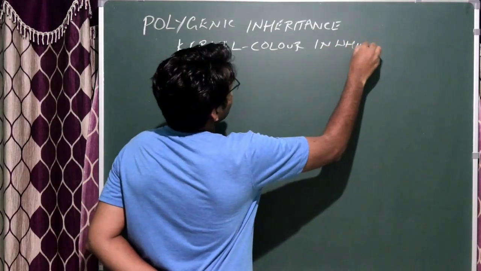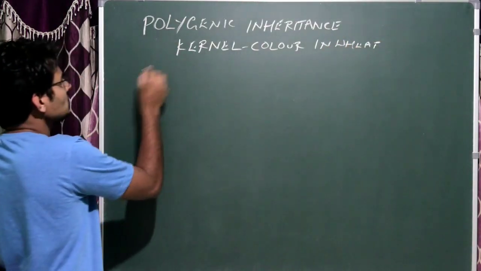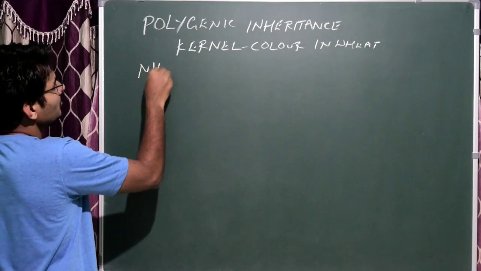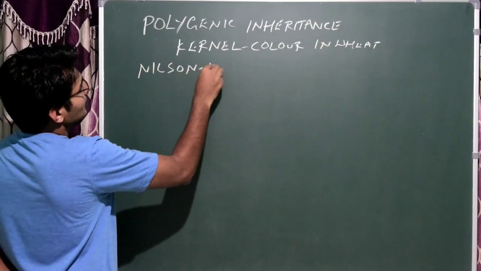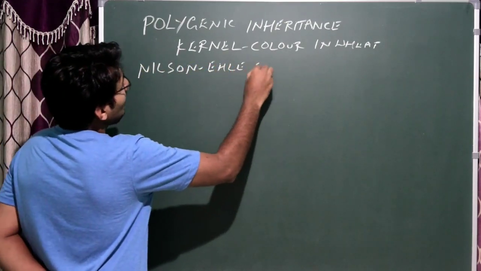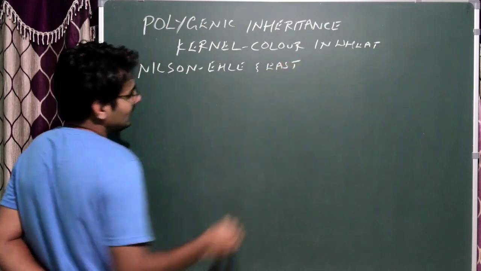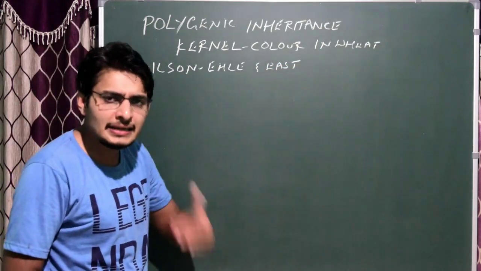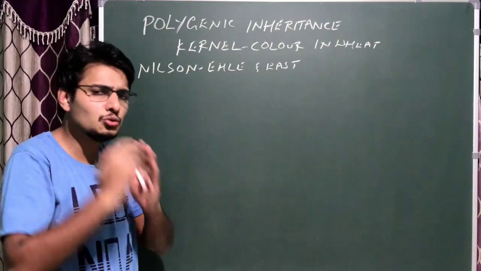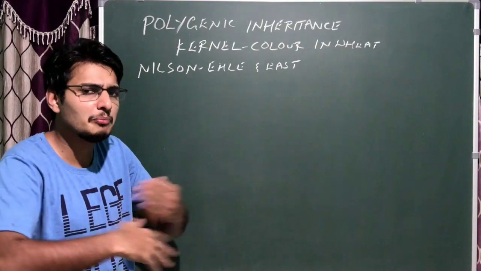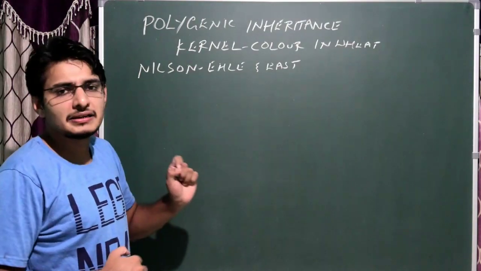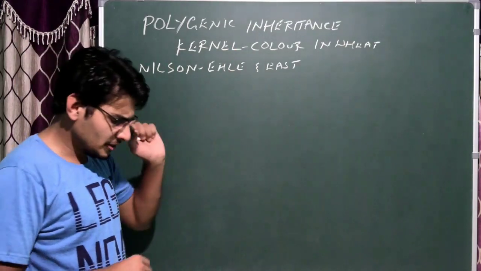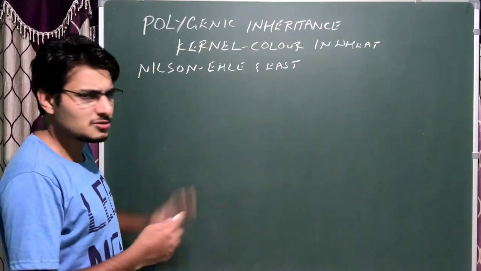Remember it? And it was first discovered by two scientists, alright? The names of them, okay, Nelson Ehle and East. Okay, two scientists discovered polygenic inheritance. That means more than two genes are responsible for the development of color in the kernel in wheat seeds. Okay, so we will go fast, very simple actually.